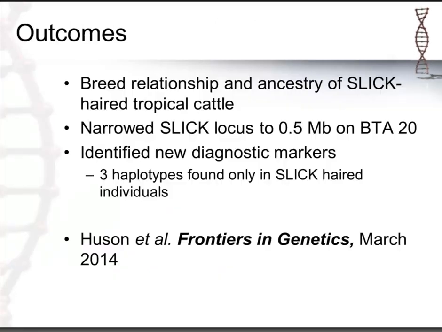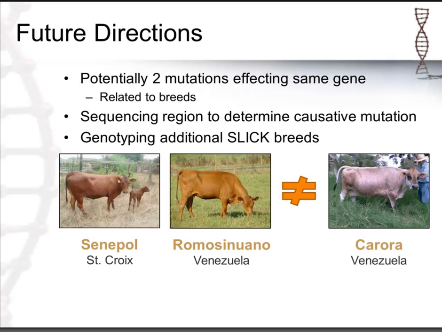Some of the outcomes were that we looked at the breed relationship and ancestry of the slick-haired tropical cattle. We were able to narrow the locus to about half a megabase on chromosome 20, and we identified some new diagnostic markers, potential haplotypes that are not found in the non-slick individuals. We published this past March in 2014. But we're not done there. So, some future directions.